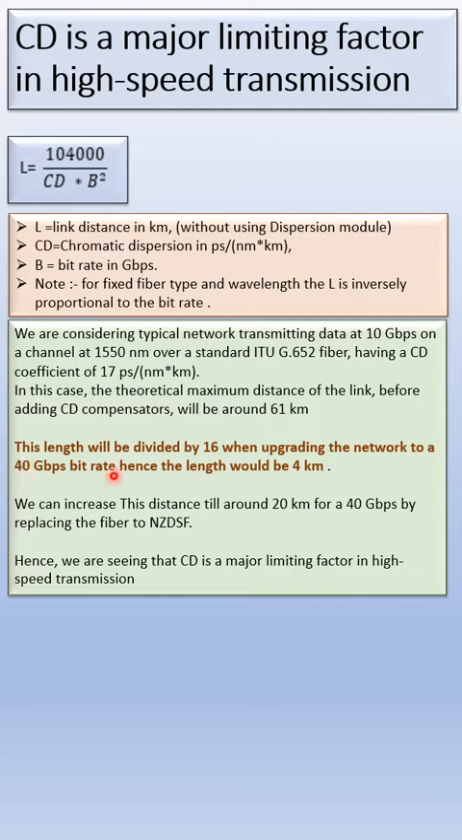So you can see if the rate is increased from 10 Gbps to 40 Gbps, the approximate length is reduced from 61 km to 4 km. We can increase this distance to around 20 km for 40 Gbps by replacing the fiber with non-zero dispersion shifted fiber. So if we change the fiber, we can increase the distance. But if we keep the fiber constant and increase the bit rate, the length will decrease. Hence, we are seeing that CD is a major limiting factor in high-speed transmission.